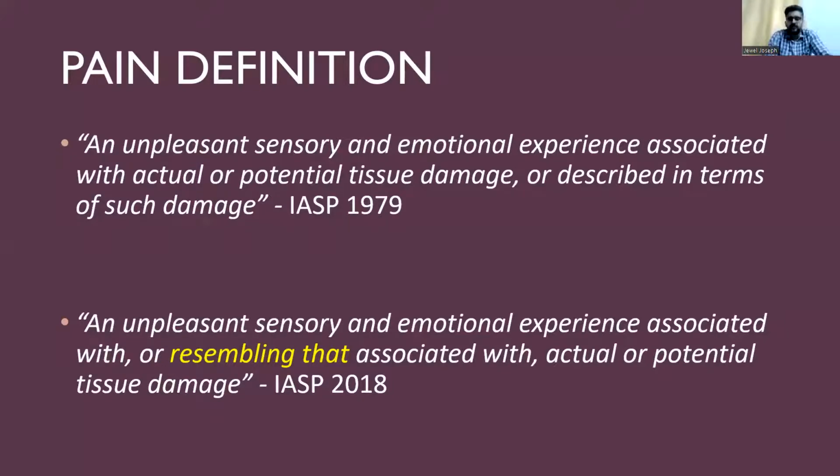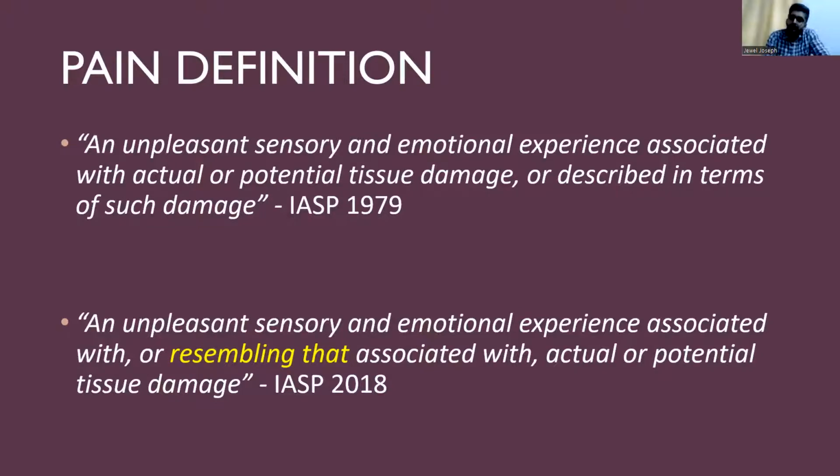The IASP, International Association for the Study of Pain definition, has stood for over 40 years. It came in 1979. The initial definition was an unpleasant sensory and emotional experience associated with actual or potential tissue damage or described in terms of such damage. It was finally changed in 2018 to an unpleasant sensory and emotional experience associated with, or resembling that associated with, actual or potential tissue damage.